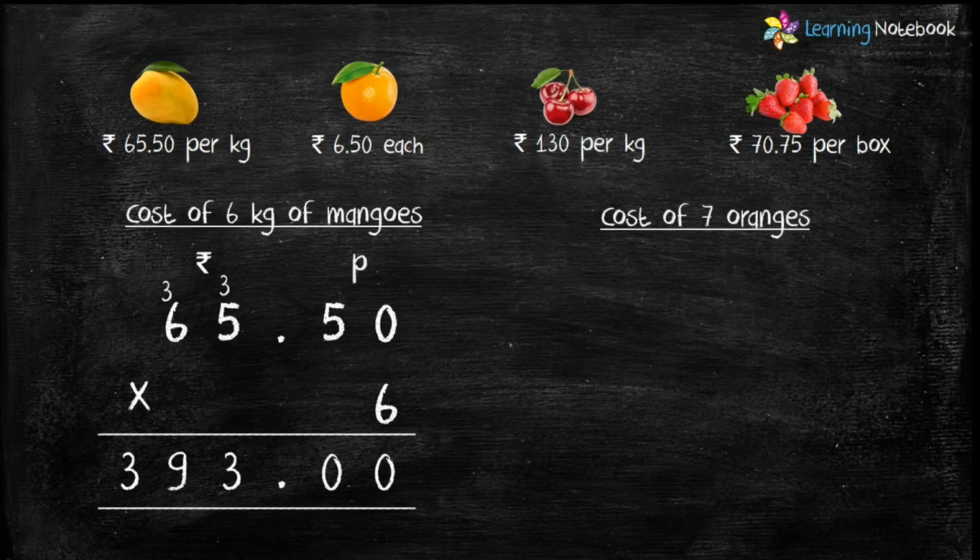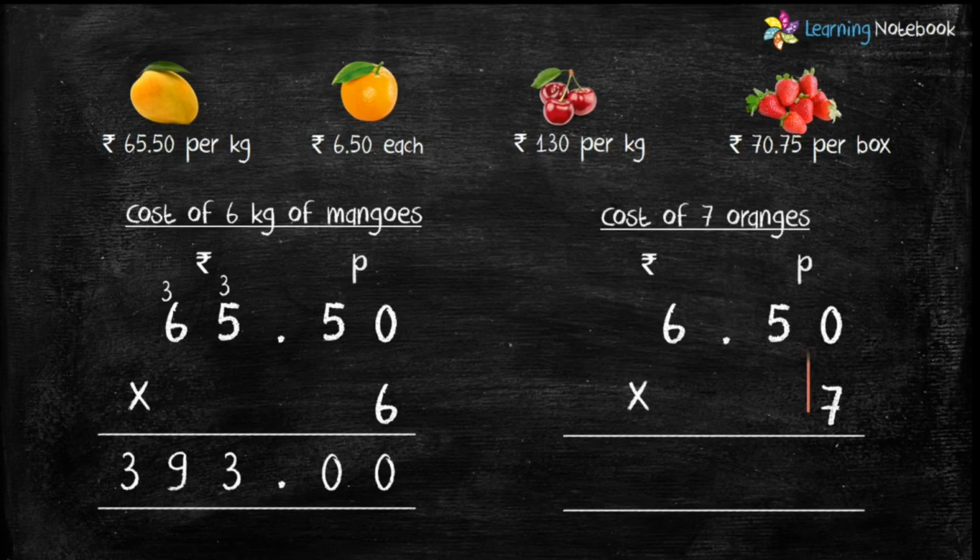For this, let's multiply 6.50 with 7. Write in columns. First multiply 7 with 0. 7 into 0 equals 0. Next, 7 into 5 equals 35. Regroup 35. 5 comes in the answer and 3 gets carried over.